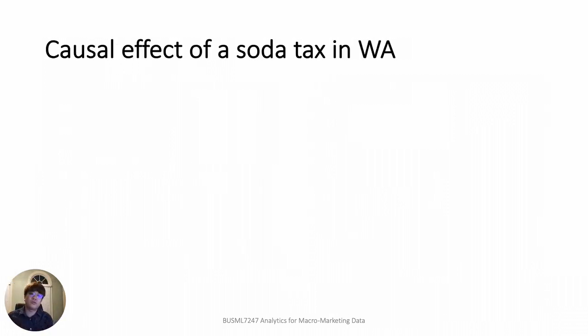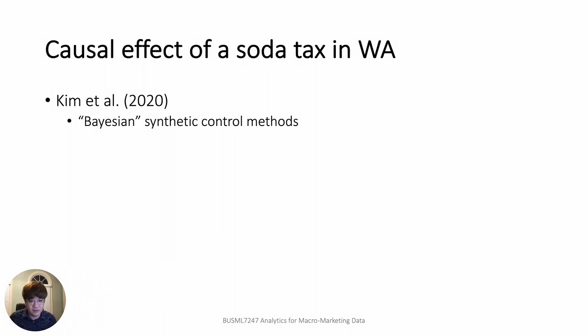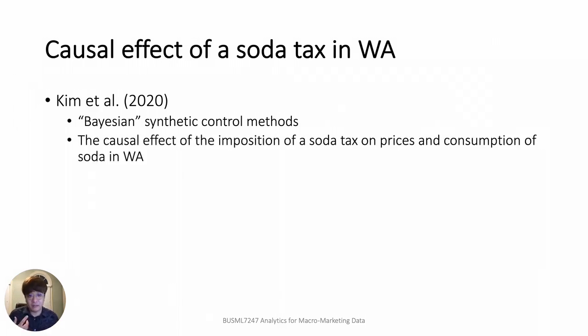Now, I'm going to introduce another application of synthetic control methods. For the decade, the methods have been modified to enhance the accuracy. A notable effort is Kim and Carlson's study. They proposed a Bayesian version of synthetic control method that enhances the precision of the synthetic unit. As an empirical example, they applied the proposed method to causal inference of the imposition of a soda tax on prices and consumption of soda in the state of Washington.